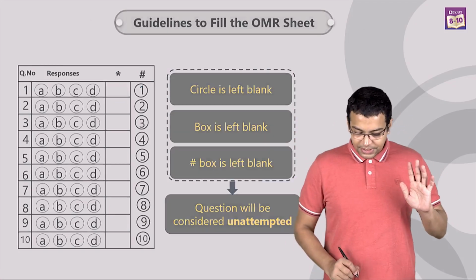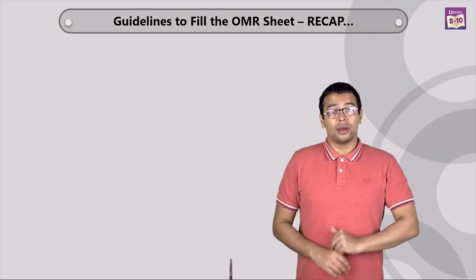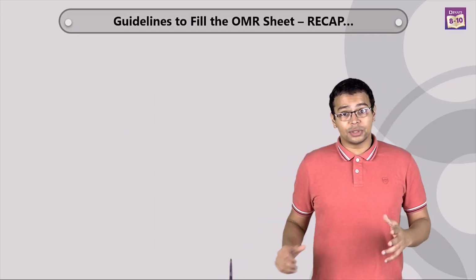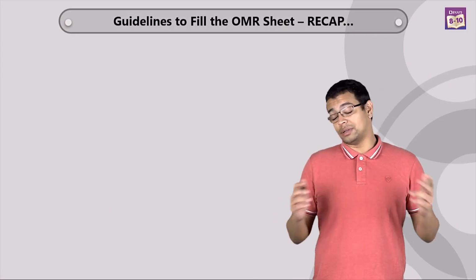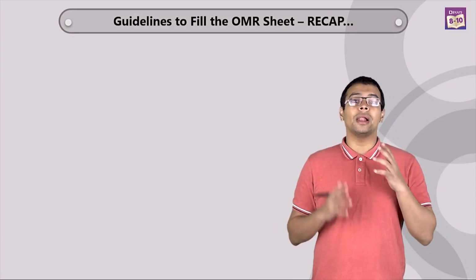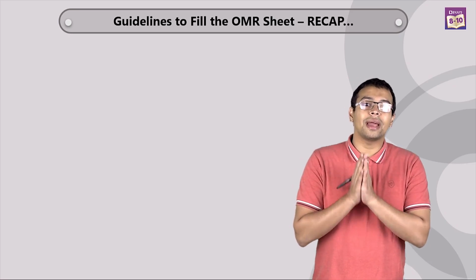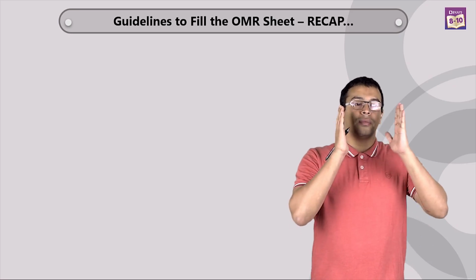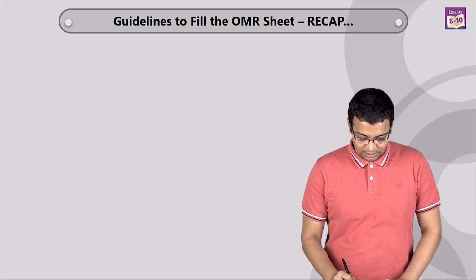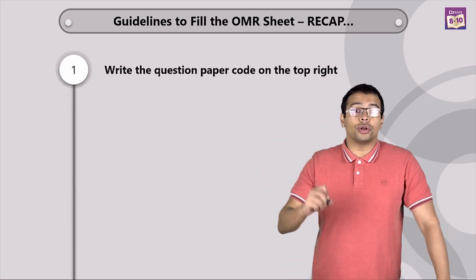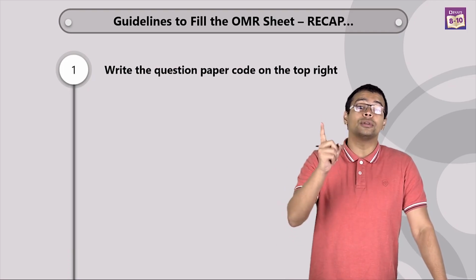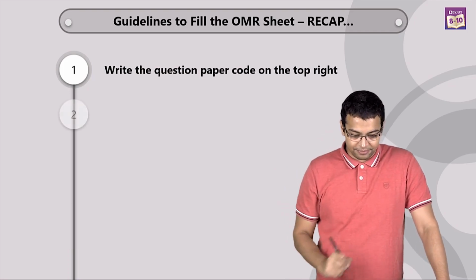Okay, easy peasy. I know it took quite a bit of time to explore this with you, but I just want to reassure you that it looks like a lot of measures are being taken to help you make sure that you get the right answers communicated when you're submitting your exam answers. Quick recap. Write the question paper code on the top right. Make sure that you write that and also verify the details that are there on the left.